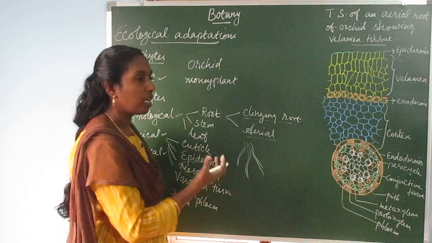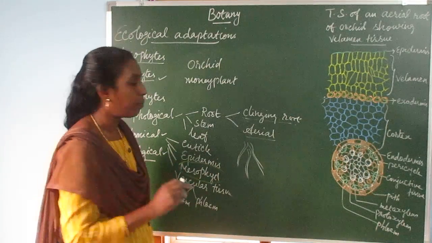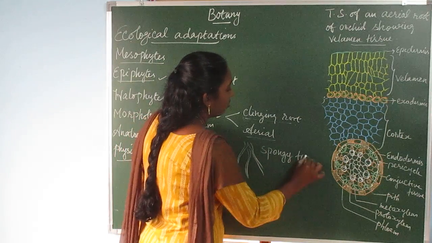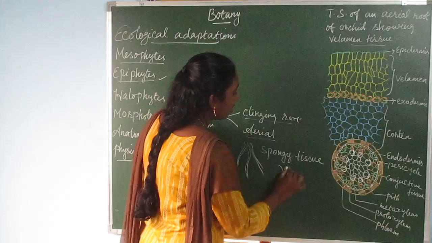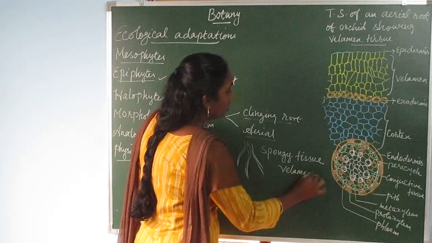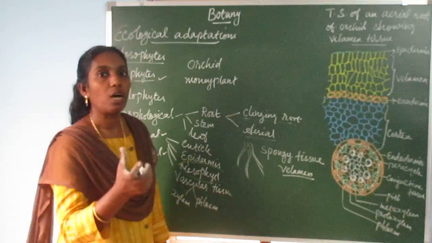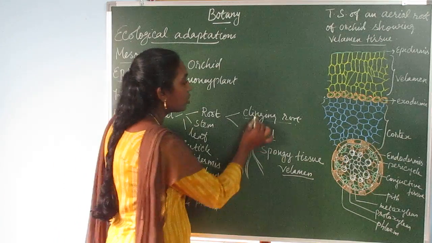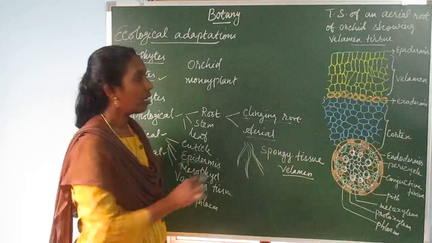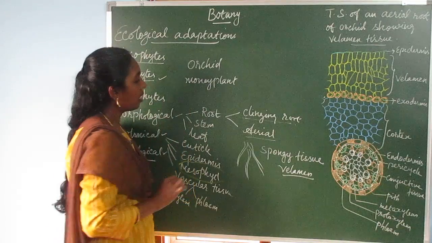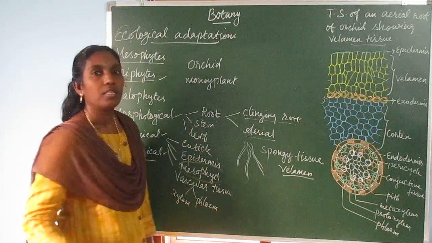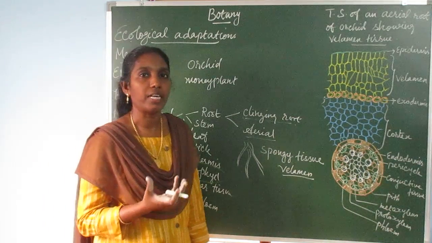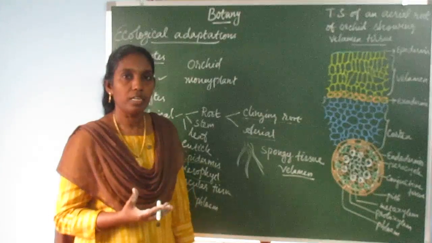So these roots have a special type of spongy tissue known as velamen. This tissue is very important to absorb the moisture from the atmosphere. So these 2 types of roots are observed in epiphytic plants. Then the stem. Most of the stems of epiphytes are succulent in nature.